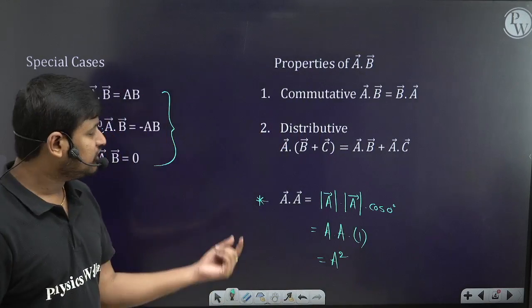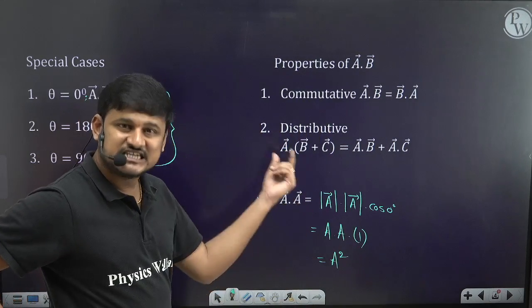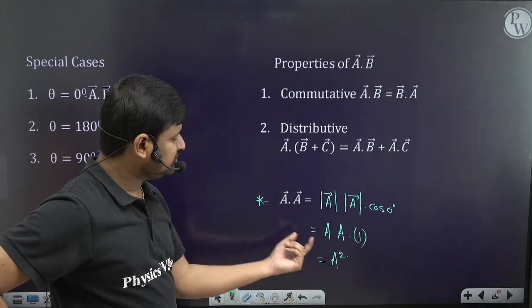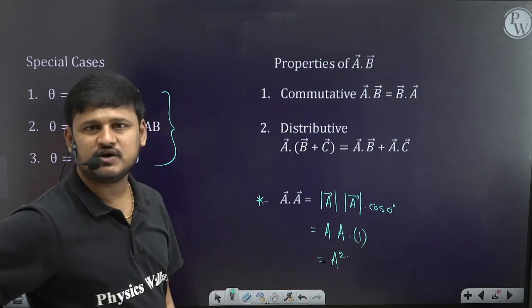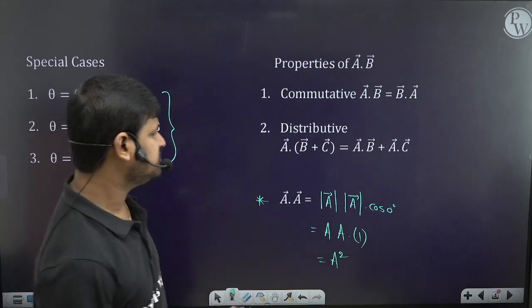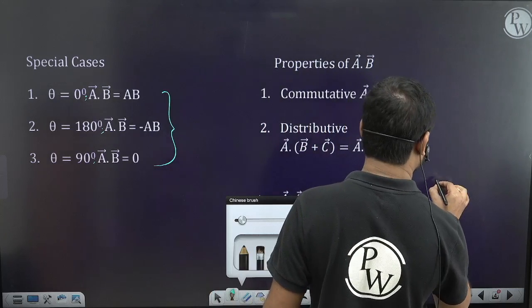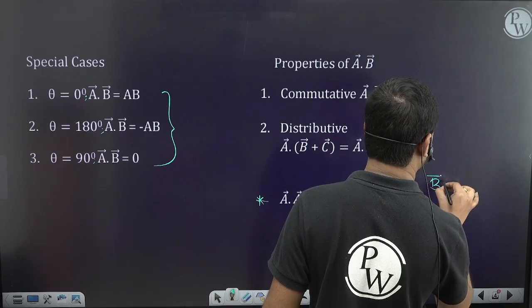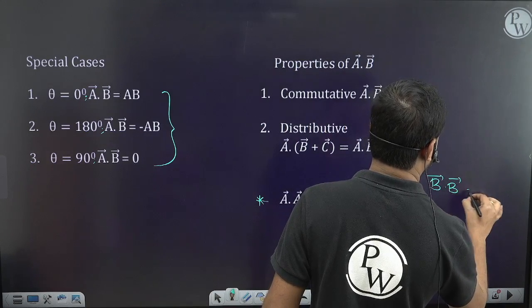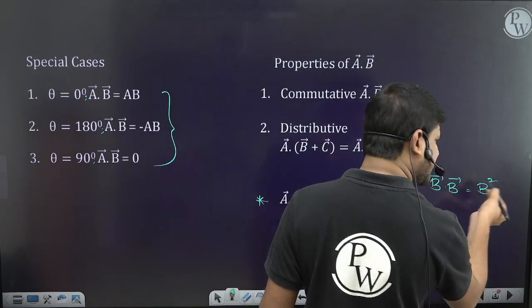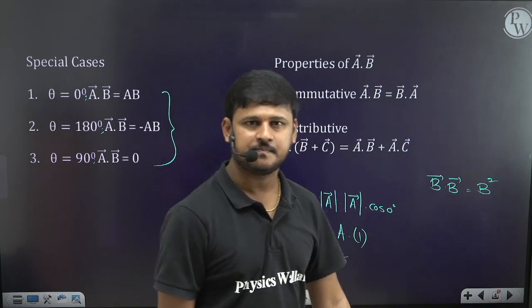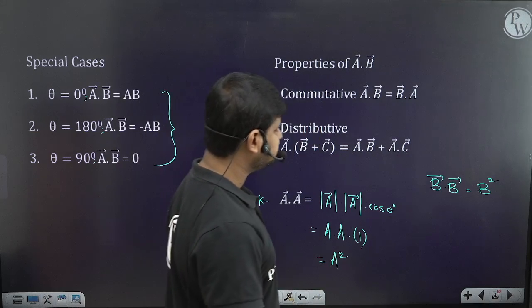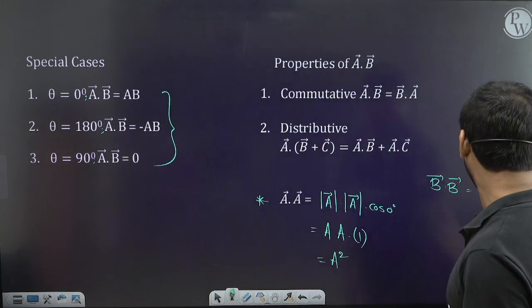So when you multiply a vector by itself through dot product, the result is simply the square of its magnitude. Clear? Suppose I say B dot B, then you can directly write B square, the magnitude of vector B squared. B means the magnitude of B. Clear this part, everyone? Okay, so this is the basic thing.